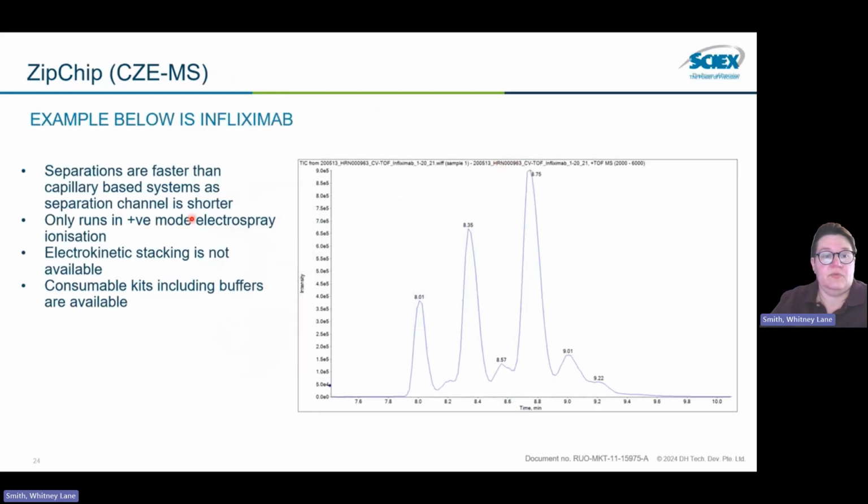So here is an example of infliximab on the zip chip. The separation is faster because the channel is smaller. The downside is that it can only do positive MS mode electrospray. You can't do electrokinetic injection. You can't do stacking to make the peaks sharper. The kits have all of the buffers that you need, so there's no method development that's needed for the separations.